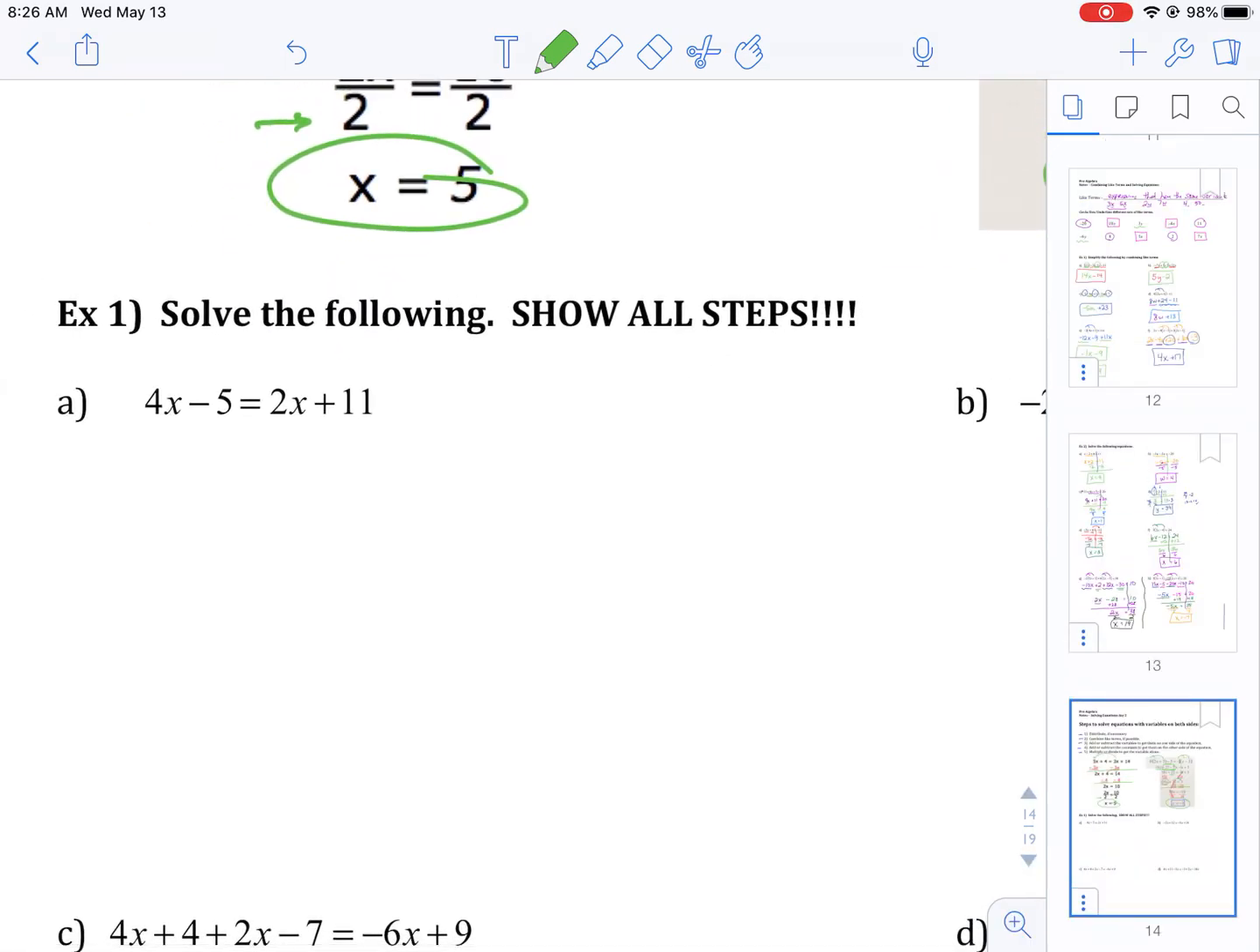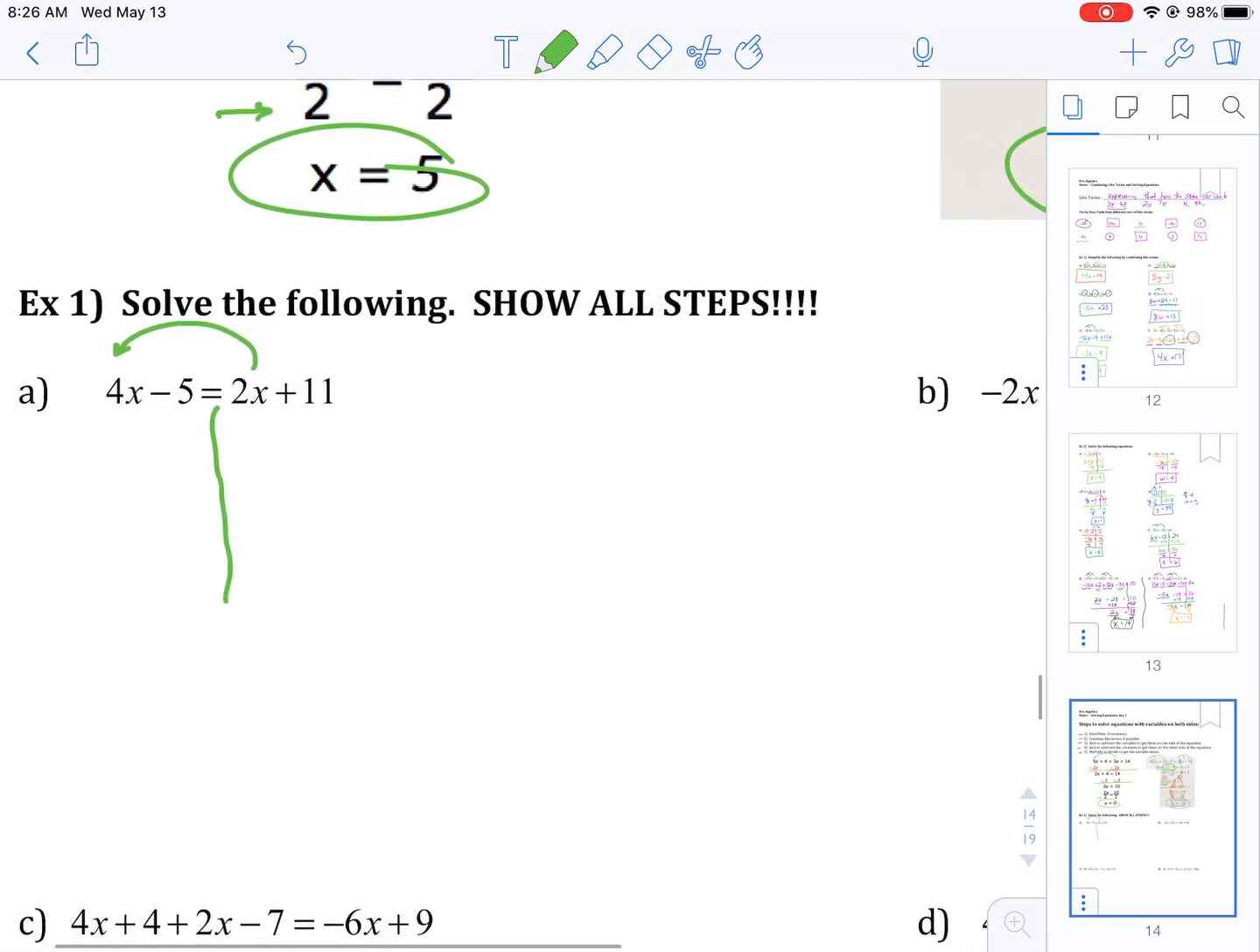All right, so if you look at example A, we've got 4x minus 5 equals 2x plus 11. There are no parentheses, so we don't have to distribute. We want to move that 2x to the left. There are no like terms either because 4x and negative 5 and 2x plus 11 are not like terms. And remember, we can't cross that equal sign. So we need to move the 2x to the other side. So we're going to do minus 2x. So that gives me 2x minus 5 equals 11.